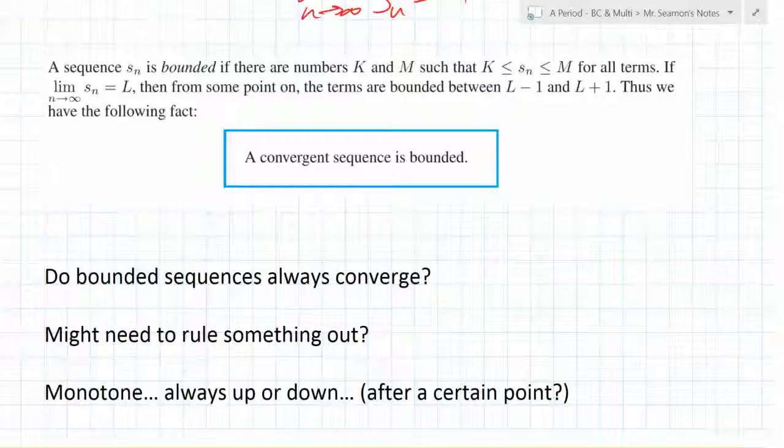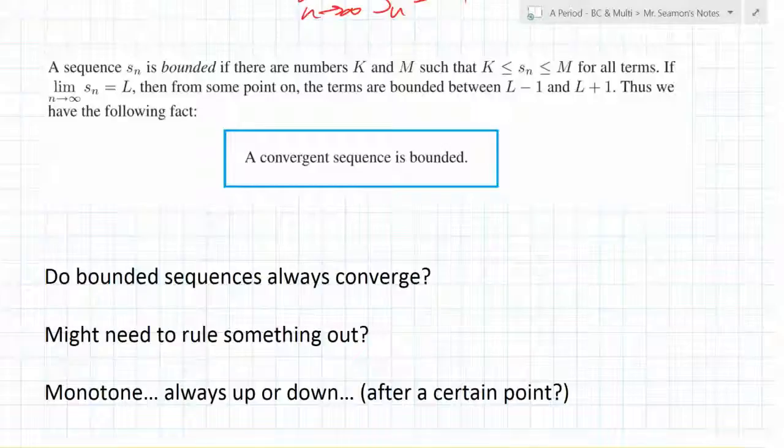That's it. So for example, you might have a sequence 1, then 1/2, then 1/3, then 1/4. That would be called a bounded sequence because it's not going greater than 1, and as far as you can tell, it's never going to be less than 0. So it's bounded between 1 and 0. There's some logic in there.